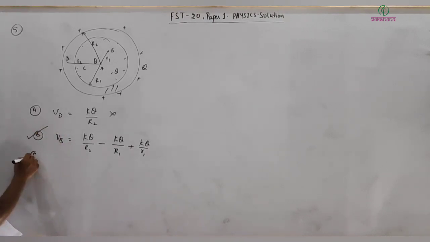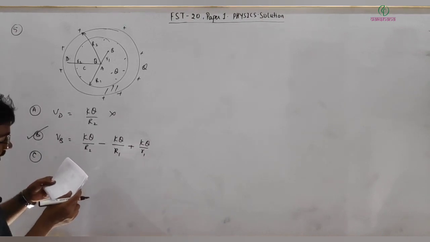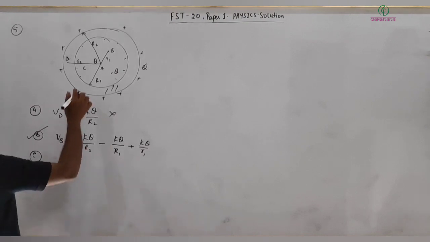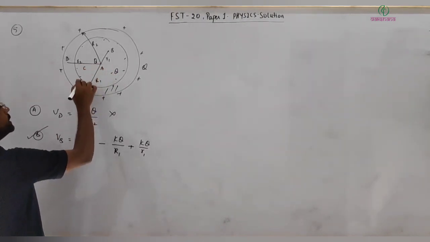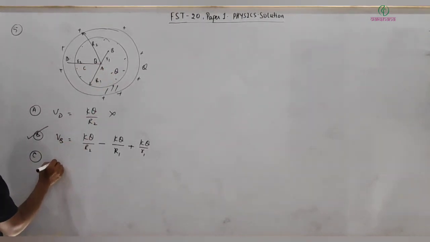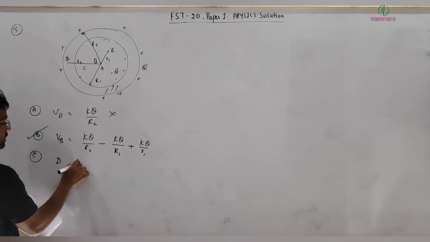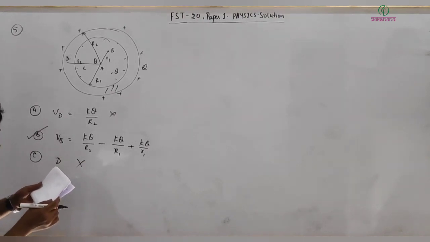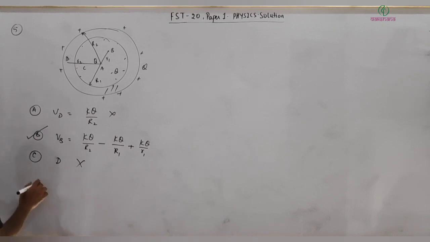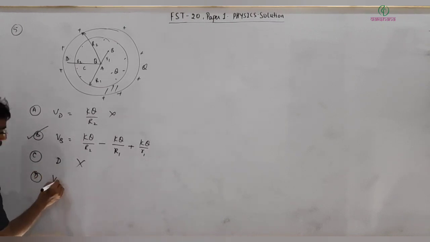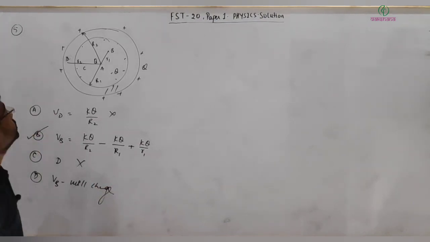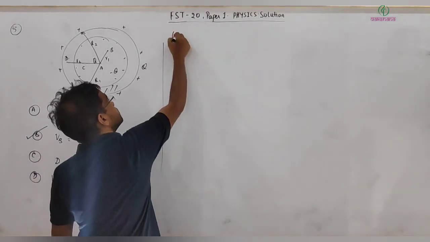And C, potential at point D will change if point charge is shifted to position C. If the point charge is shifted to position C, will the potential of D still change? It's not right, it will not change. The potential of B will change if the point charge is shifted to position C. Yes, potential of point B, VB, will change if we are shifting the point charge.